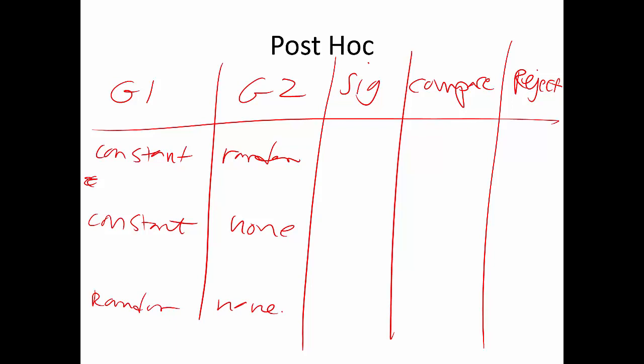So when you have 3 groups, that means there are 3 comparisons. When you have 4 groups, there are 6 comparisons. Okay. And so I'm going to add the means to these. So what is the mean for constant?